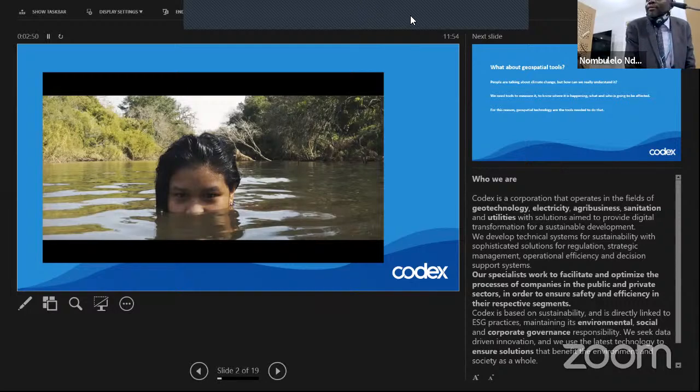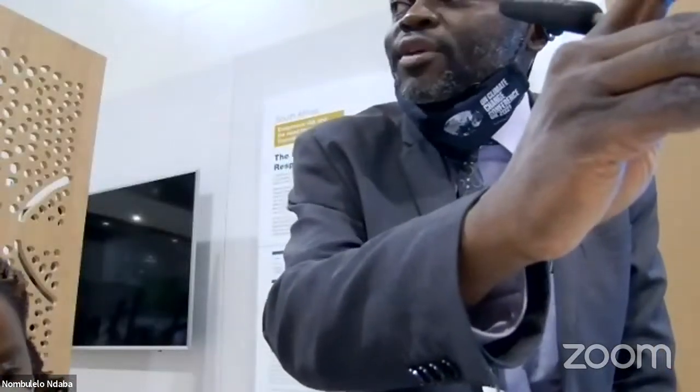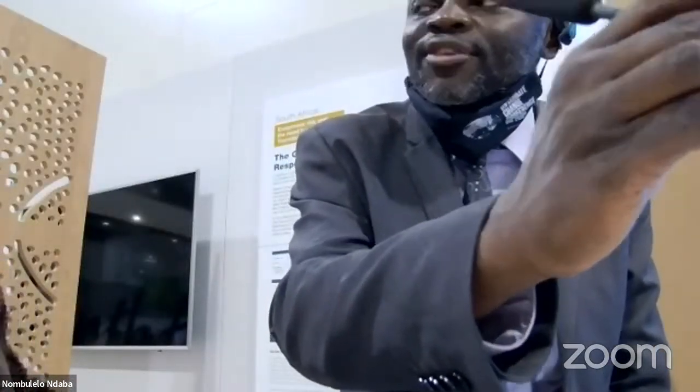So we'll start with the first presentation on the geospatial tools for climate change monitoring from our colleagues from Brazil. Sir, you have the floor. You introduce yourself and then you start the presentation. Thank you.